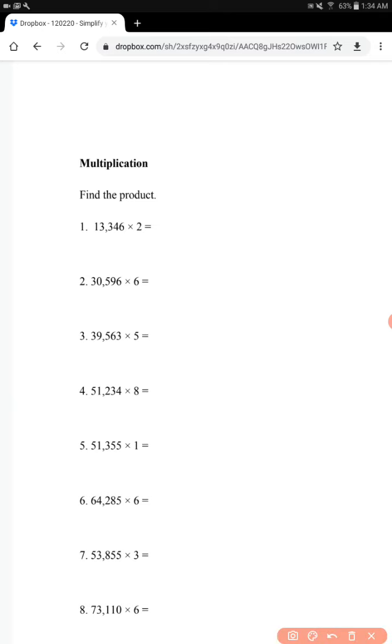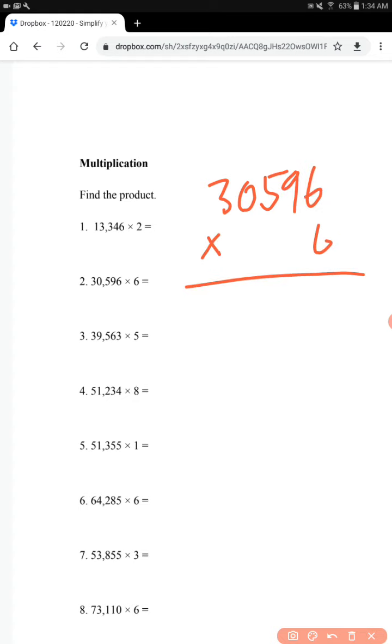Then multiplication. Find the product. Also pretty simple with problems like these. Number 1 is a little bit too easy, so let's go with number 2. 305,96 times 6. Even this is pretty easy.